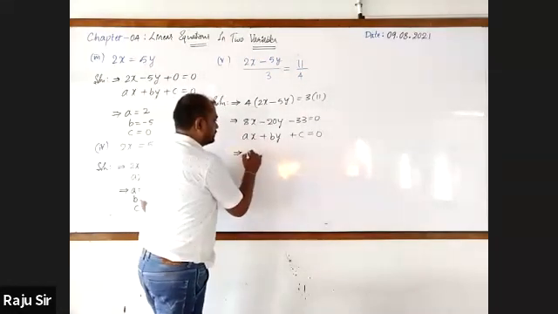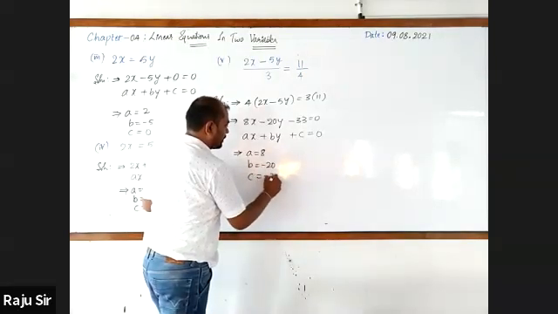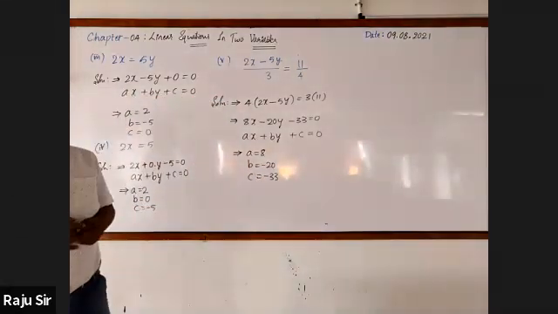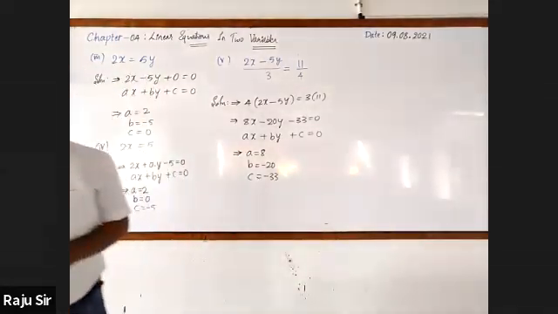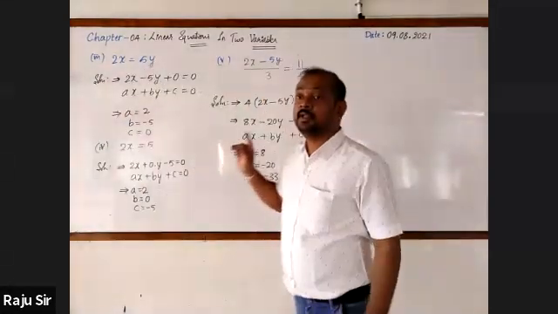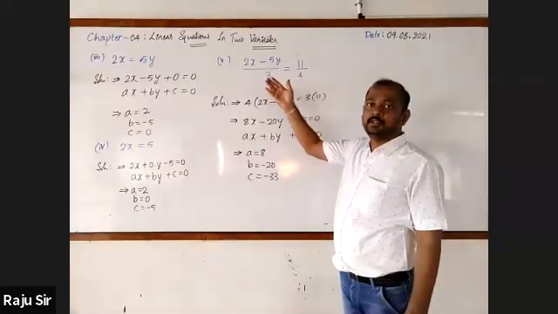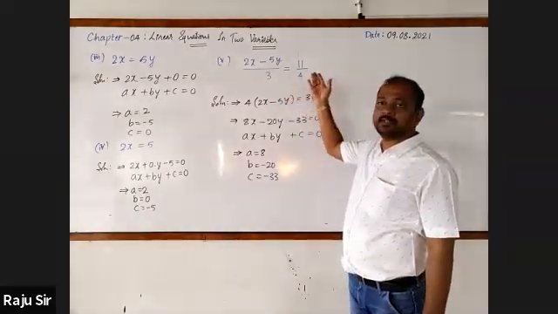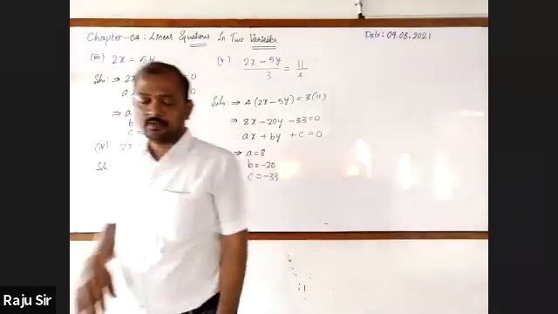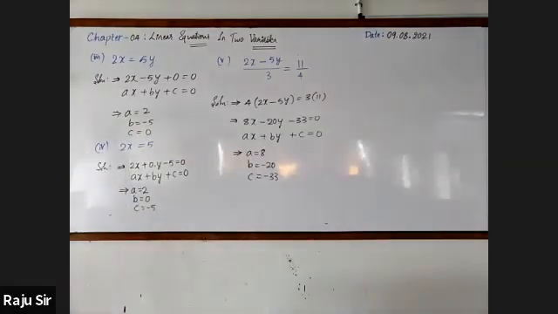A is 8, B is minus 20, C is minus 33. Or else, directly you can write A is 2 by 3, B is minus 5 by 3, C is minus 11 by 4. It will be the same only. Over. Next.